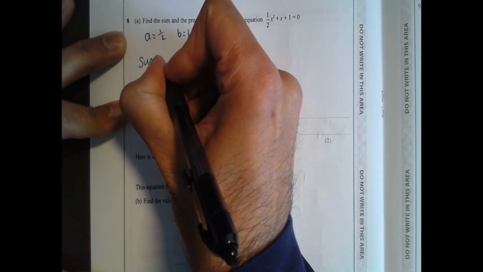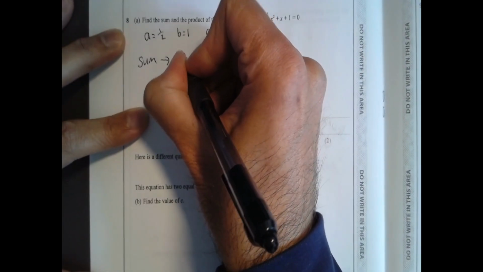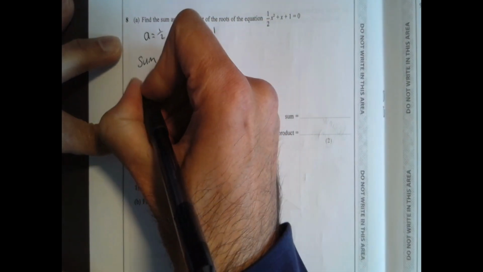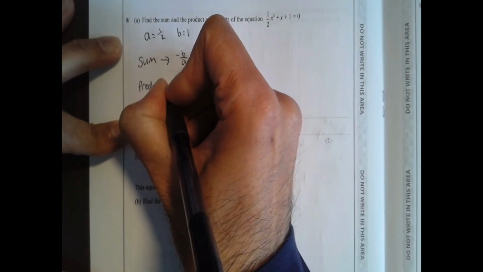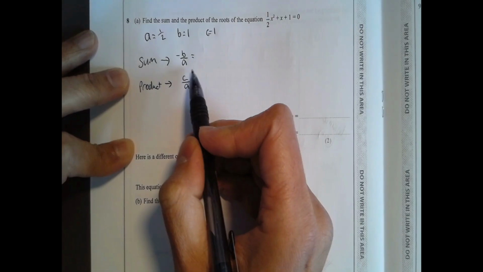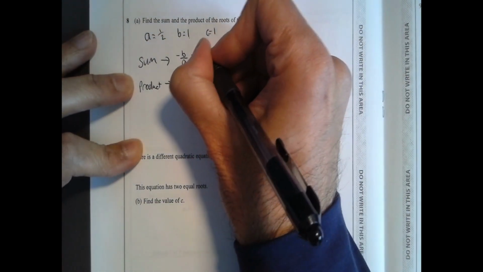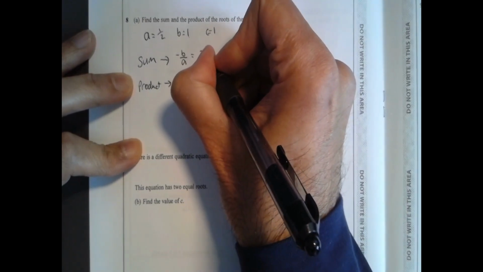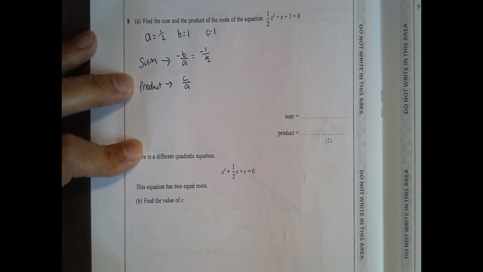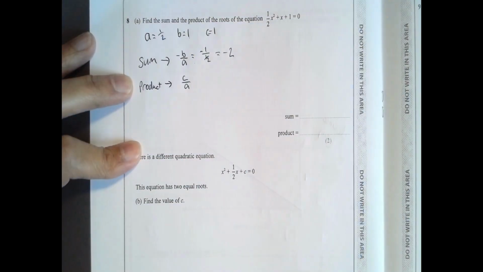To work out the sum of the roots, I need to remember that the sum of the roots is given by negative b over a. And the product of the roots is given by c over a. So let's do the sum of the roots first. Negative b over a is negative 1 over a half, so negative 1 divided by a half. I know that 2 halves go into 1, so it's going to be negative 2.